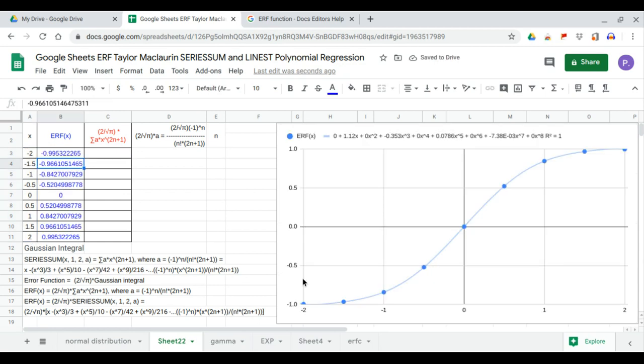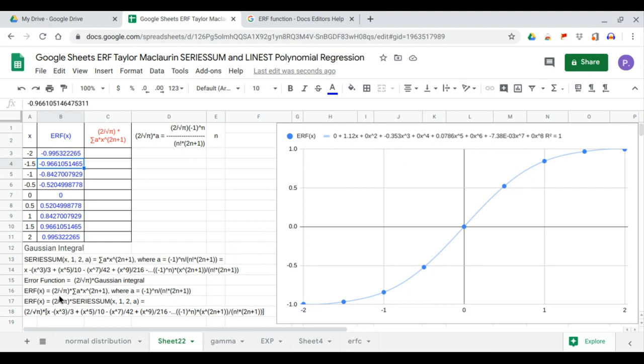Here you will find this trend line from -2 to +2 values of x, and also the trend line equation to the 8th degree. So we have B0, B1, B2, B3, B4 until B8.